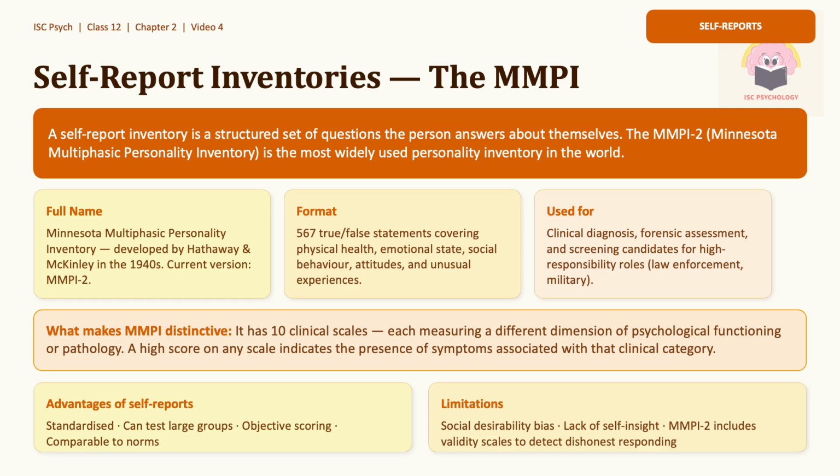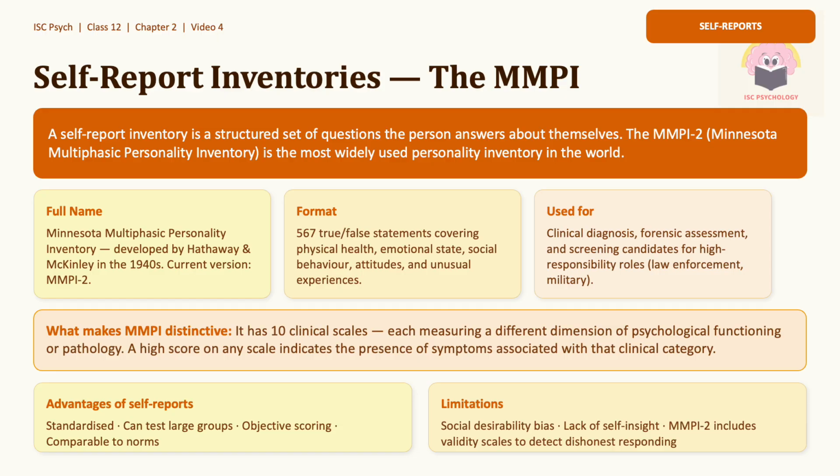There are also some limitations. People may not always answer honestly. They may give socially desirable responses, or they may lack accurate self-insight. Some inventories try to address this with built-in validity or lie scales. The most important self-report inventory for your exams is the MMPI, the Minnesota Multiphasic Personality Inventory. So let us look at it a little more closely.